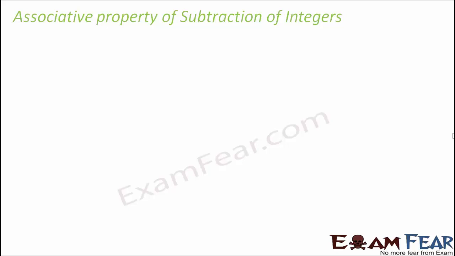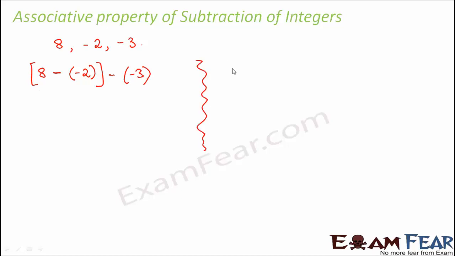Not too sure? Okay, let's try. So let us take examples of three integers, say 8, minus 2 and minus 3. There is one way which is 8 minus minus 2, we do this first and then subtract minus 3. The other thing that we can do is 8 minus, minus 2 minus minus 3.